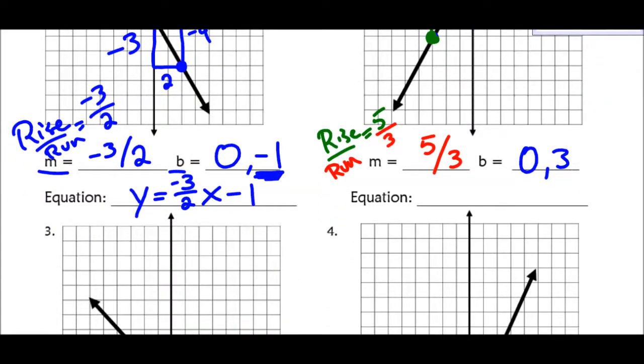And to write the equation, we really just plug those into the equation where they're supposed to go. Y equals mx plus, I see that it's positive 3, so I'm going to write plus 3.